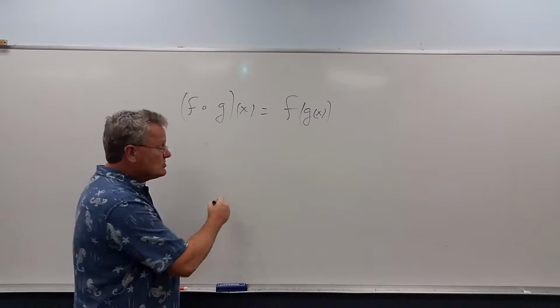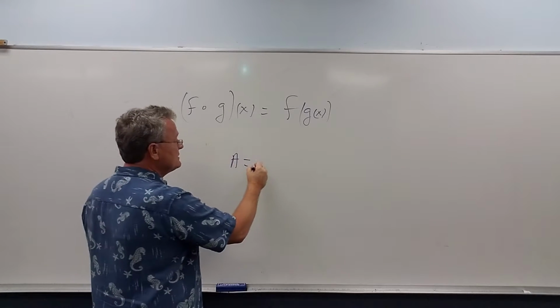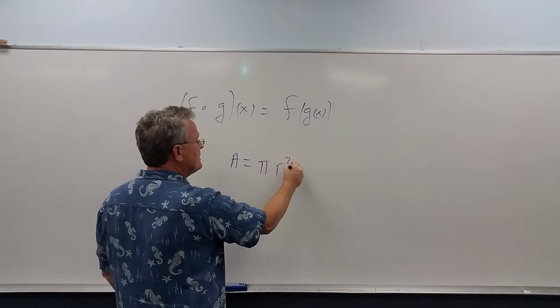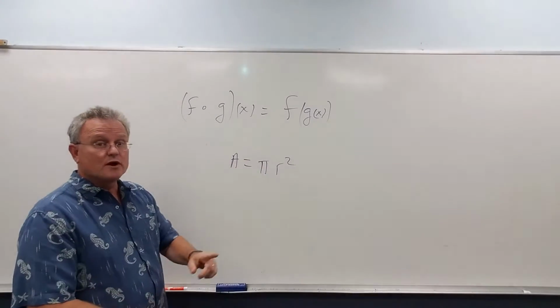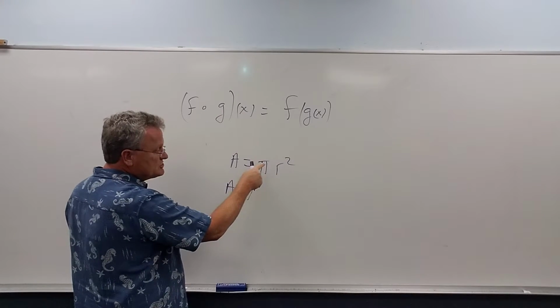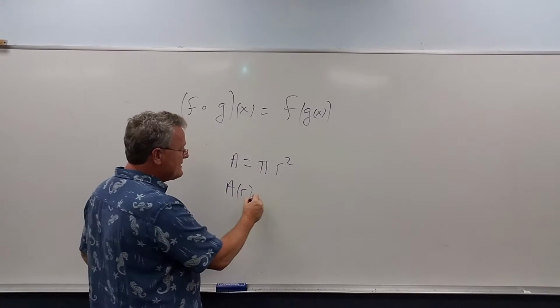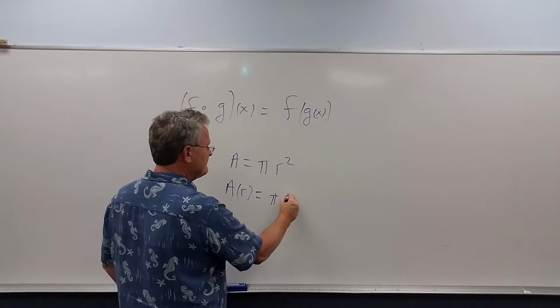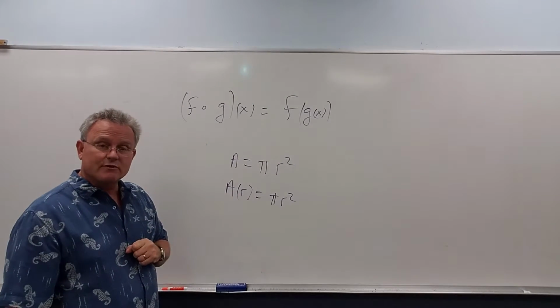The area of a circle, we know back from basic geometry or our formulas, the area of a circle is pi r squared. In other words, the area is a function of the radius. The value of the area depends on the radius. So here we've got a function A. A depends on the radius.